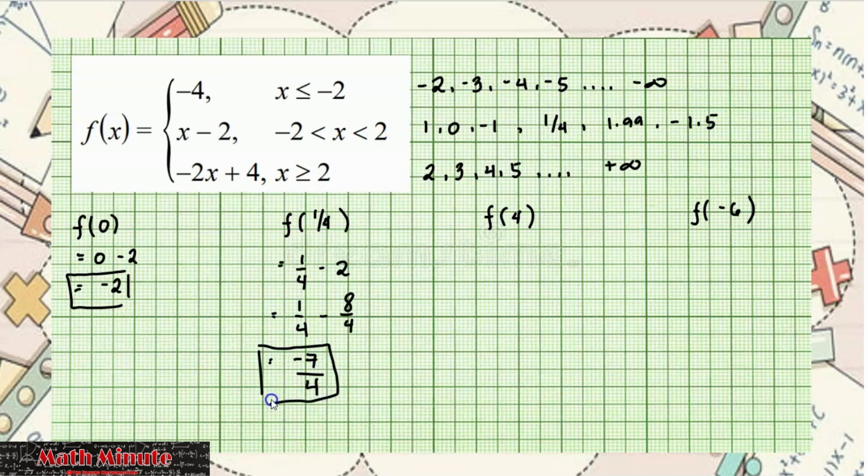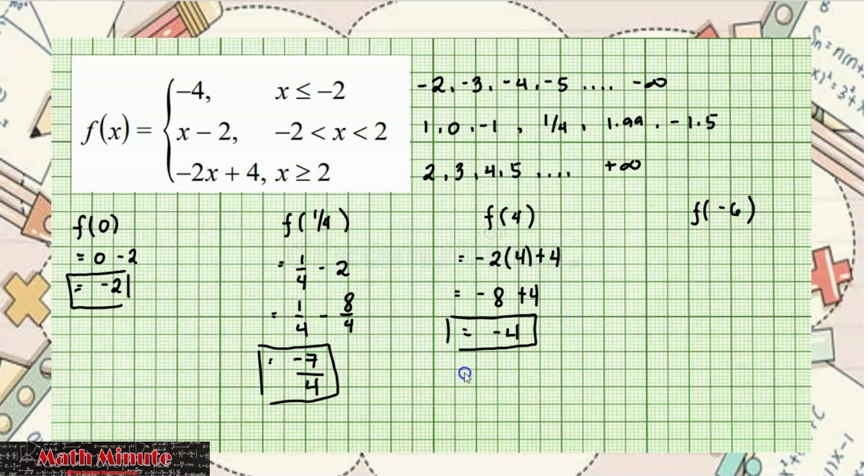Next will be f of 4. F of 4, we know that it is greater than 2, meaning we will use the third function rule here. So this will be negative 2, then we will substitute positive 4 on the x here. So this will be positive 4 plus 4. So this will be equal to negative 8 plus 4. And negative 8 plus 4 will be negative 4. So meaning f of 4 is equal to negative 4.